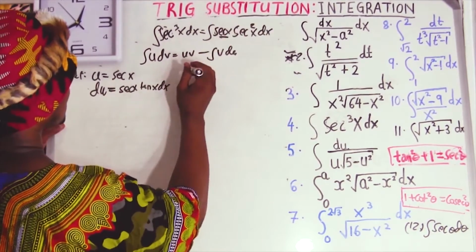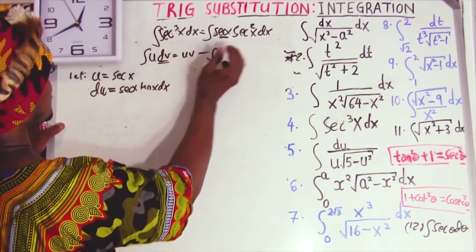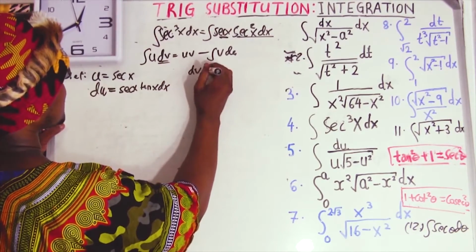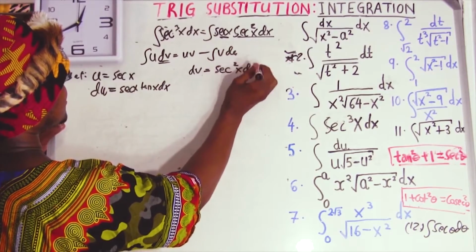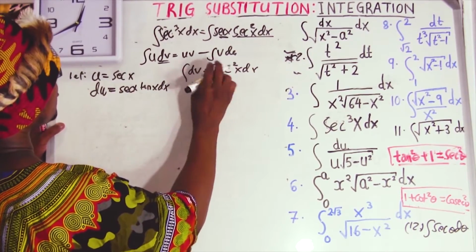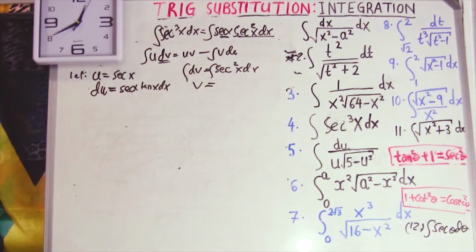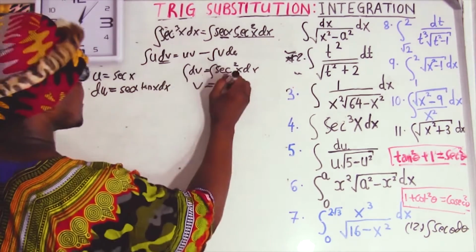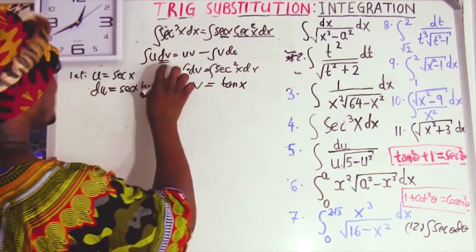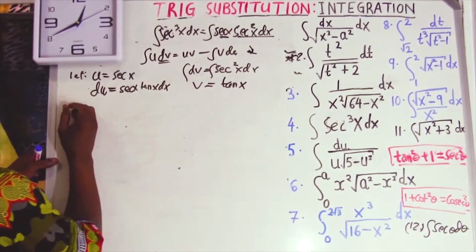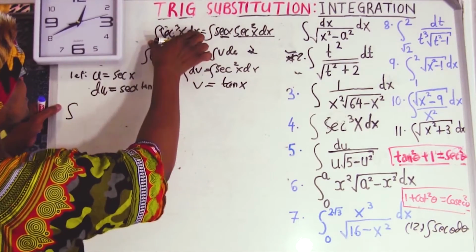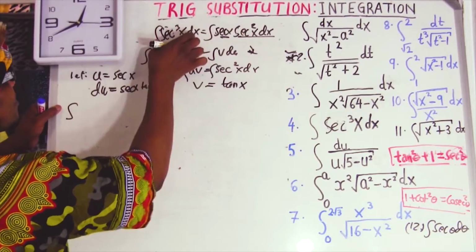Okay, now let's integrate this one. So we're going to say dv, which is this one, dv equal to sec square x dx. Integrate. So v equal to, when you get dv, you get v. Okay, when you integrate sec square, you get tan. So now we're going to have to substitute in this equation. Integral u dv means this one. This is the same as this or that one. But let me take that one.